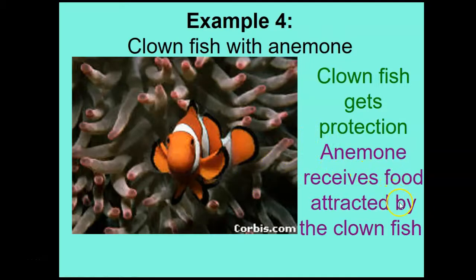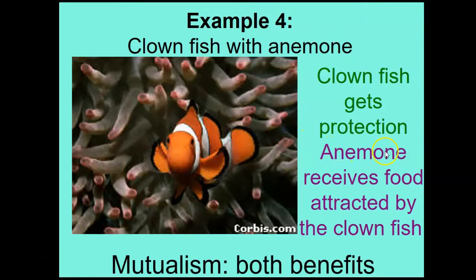The anemone is receiving food that's attracted by the clownfish. Those fish wanting to eat the clownfish will get too close, and this sea anemone stings them and has food. The clownfish gets protection. All those fish that want to eat it are not going to be able to get to it if the clownfish stays with the anemone. So this is a classic example of mutualism, where both of these organisms benefit.